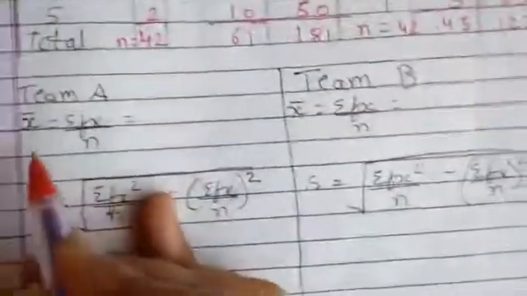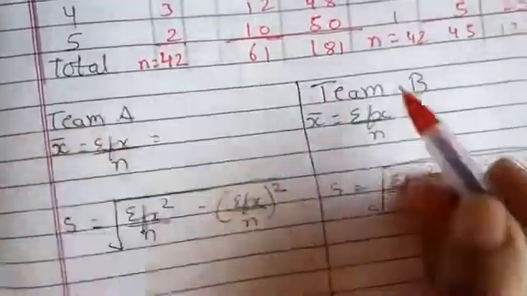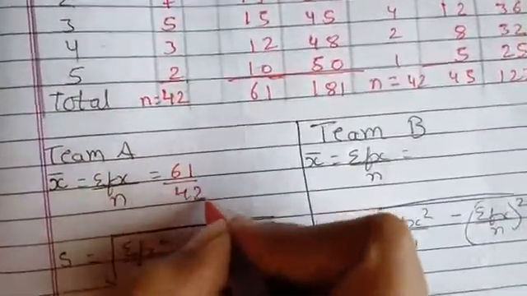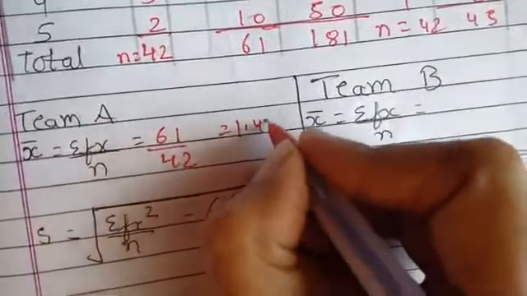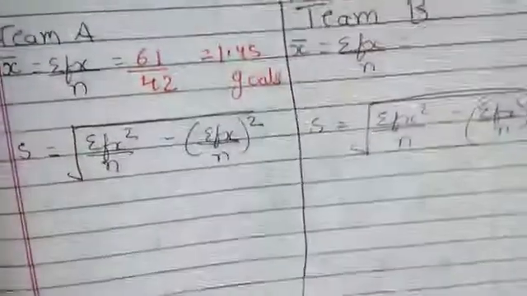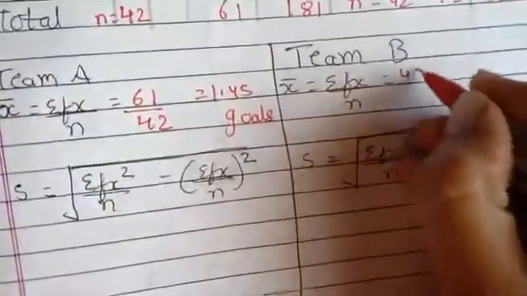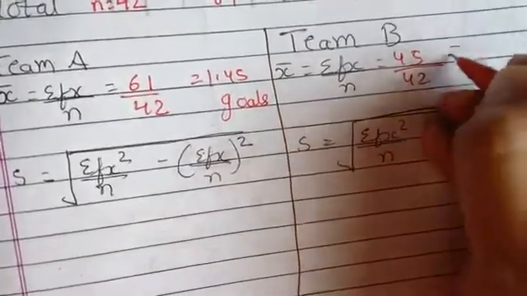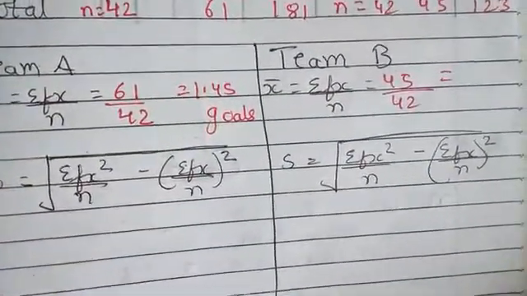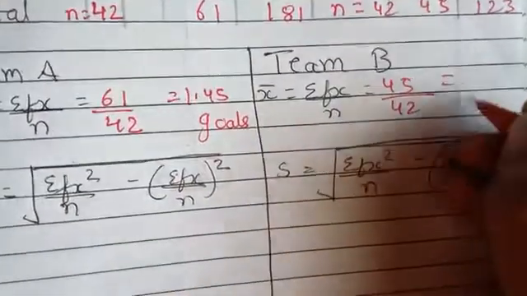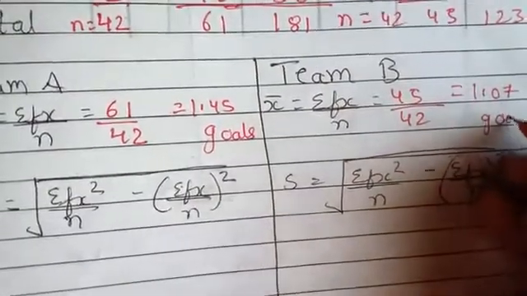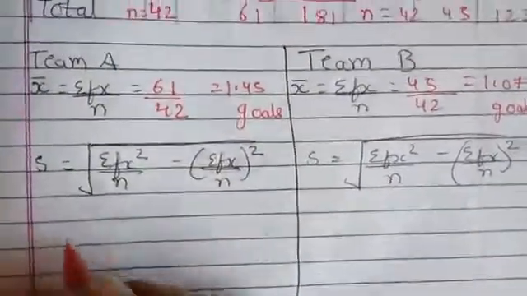I'll put all our values in the formula. X bar is equal to sigma fx upon n. This is for team A and this is for team B. So sigma fx is 61 upon 42. So 61 divided by 42 will give you 1.45 goals. Now for team B, x bar we will calculate. Sigma fx is 45 divided by 42. So 45 divided by 42, the answer will come 1.07 goals.